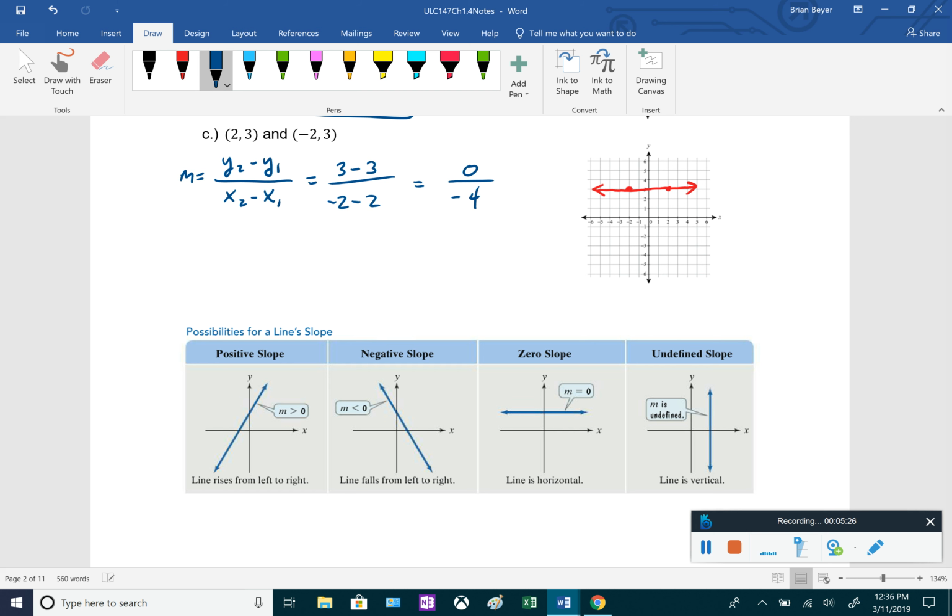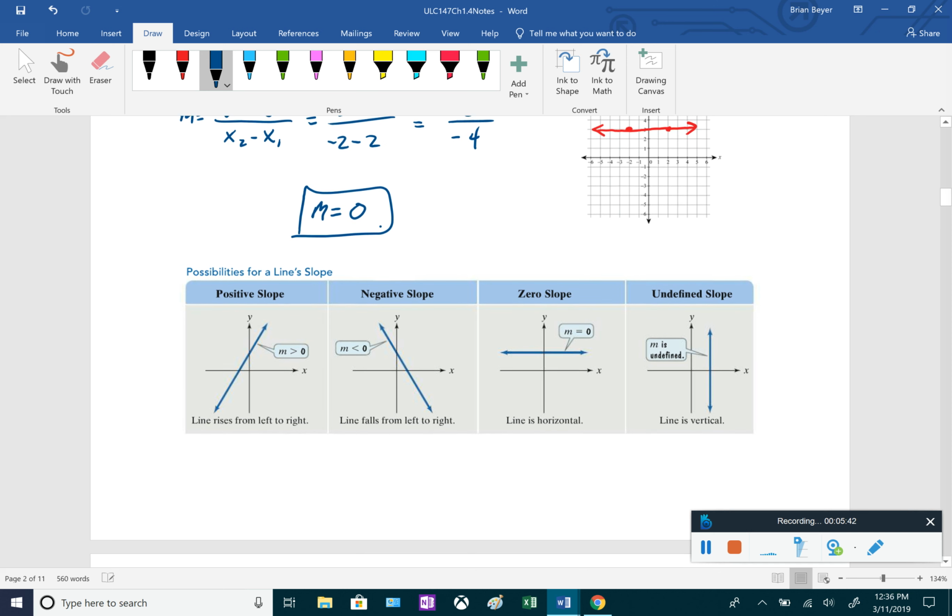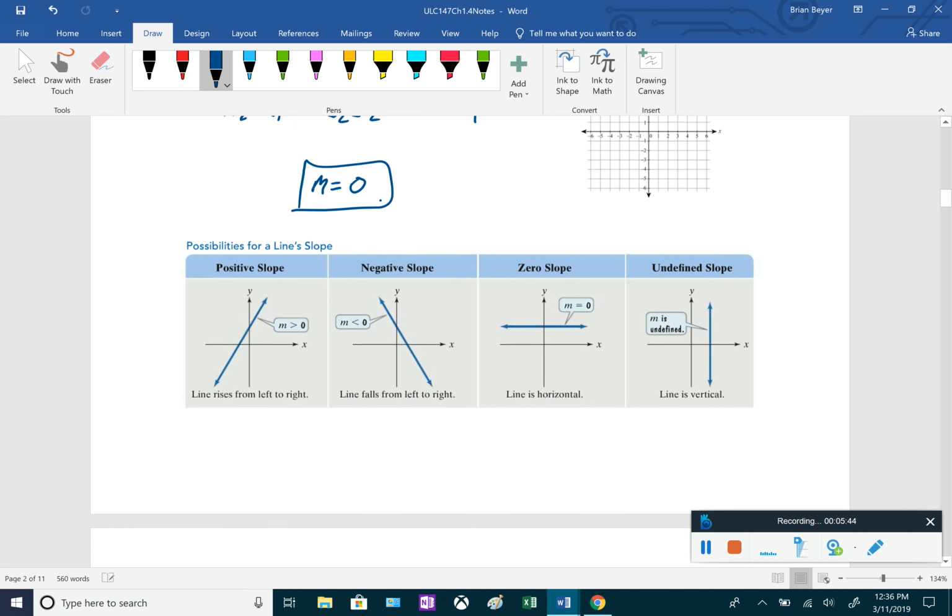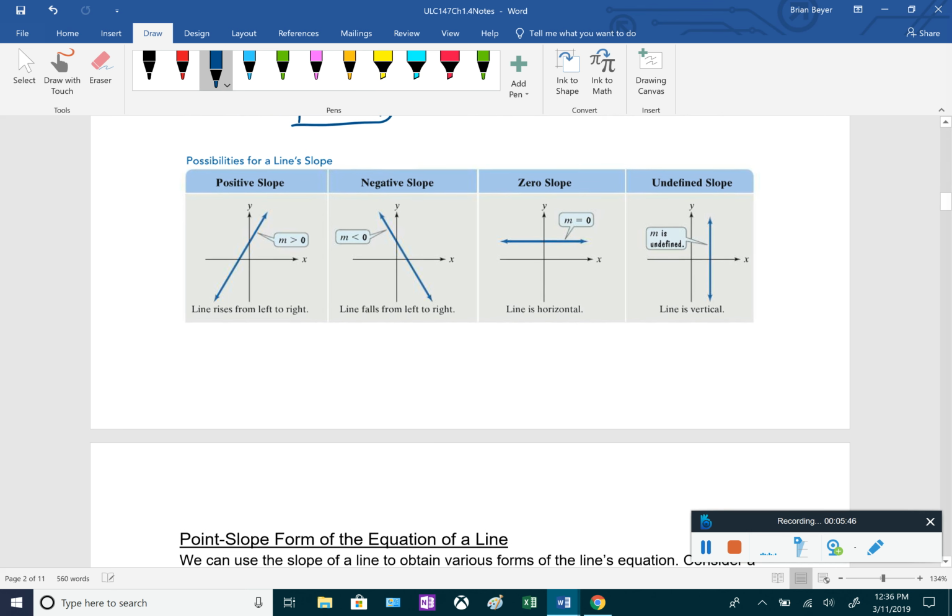We can have 0 in the numerator as long as it's not in the denominator. That gives us a slope of 0. So make sure you're simplifying this and write it as 0 and not 0 over negative 4. So horizontal lines have a slope of 0. So here are the four main general possibilities for a line's slope.